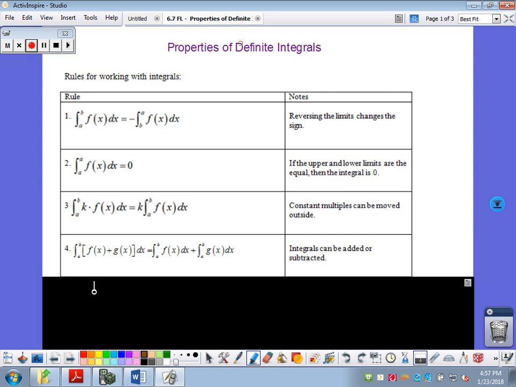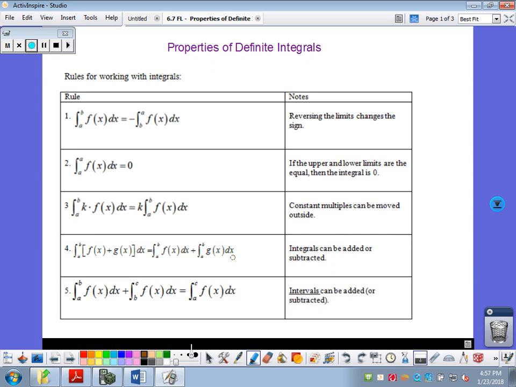The fourth property is that we can add and subtract integrals if there are functions being added or subtracted inside our integrand. So you can break up f of x plus g of x and make it be two integrals, one with f of x and one with g of x. Notice that the upper and lower limits stay the same for both, as well as your variable of integration.